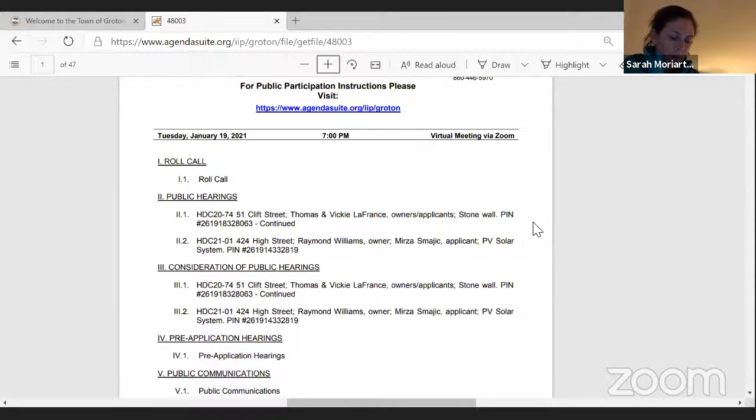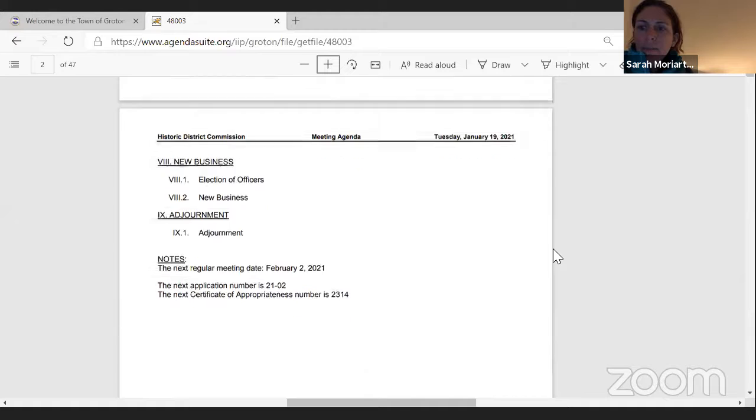Thank you. So I will call HDC 20-74, 51 Cliff Street, Thomas and Vicki LaFrance, owner's applicant, Stonewall. This application was continued from the last meeting. Their neighbors, Mr. and Mrs. Elmer, had submitted a letter, and we ultimately continued this item and now have a chance to hear from the actual applicant. So if Mr. and Ms. LaFrance would like to make their presentation.